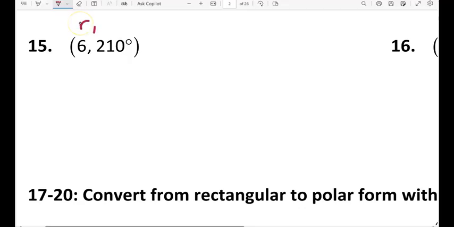In number 15, we're trying to convert from r comma theta form to x comma y form.